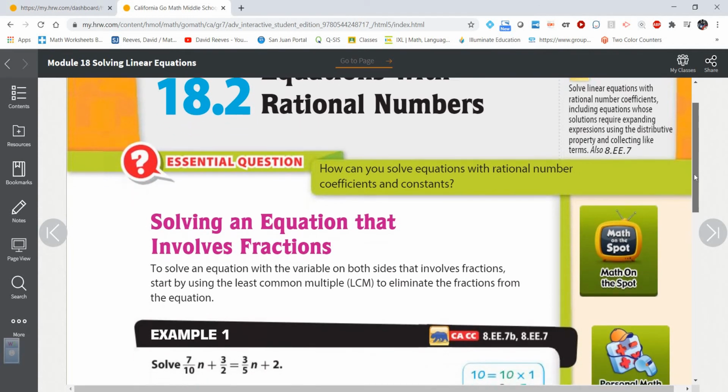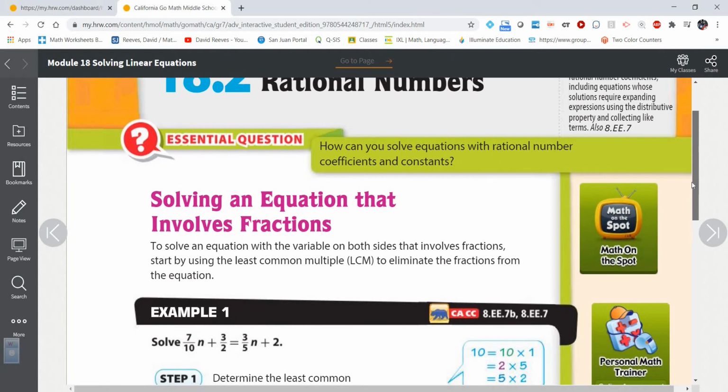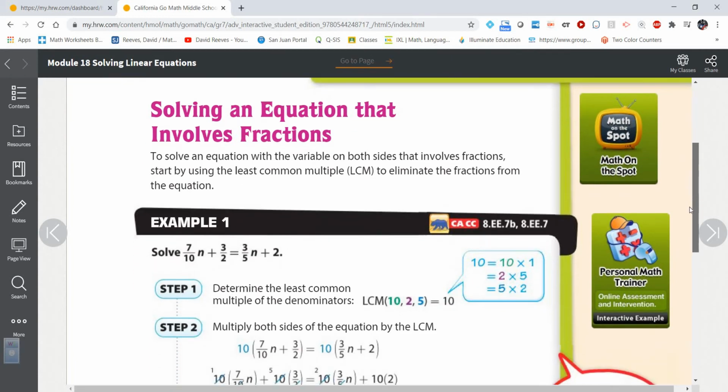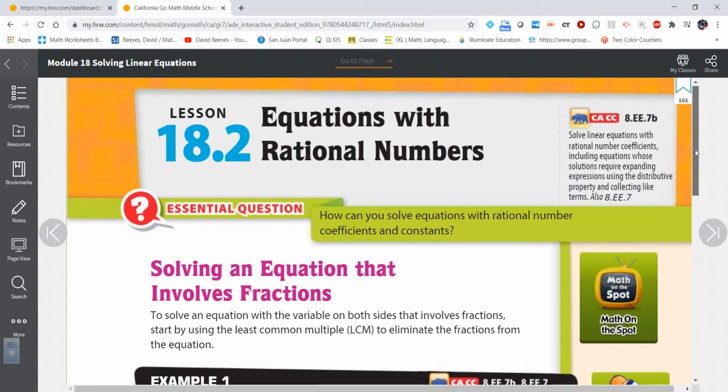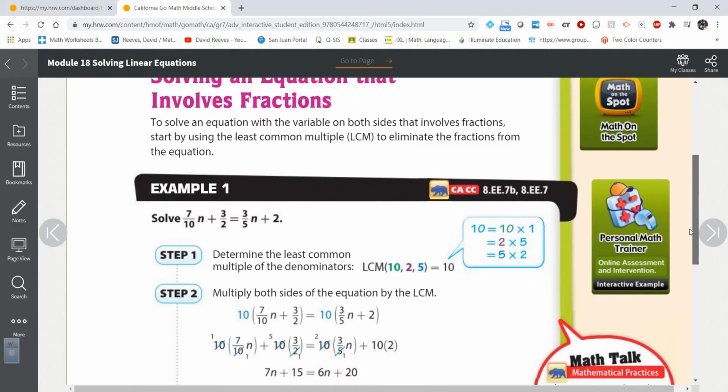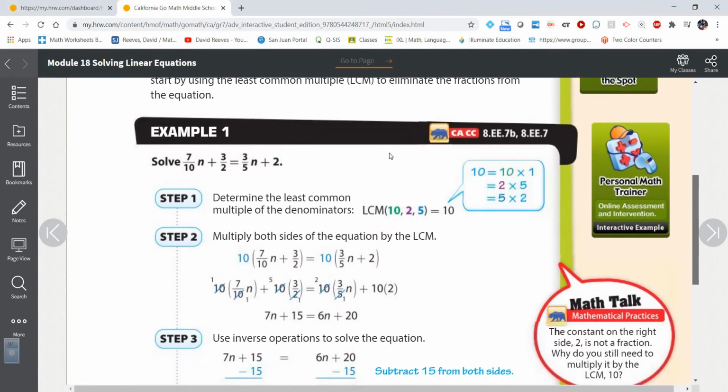Let's go ahead and start with looking at an equation that involves fractions. So if you look here at example 1, which is on page 565 in the textbook, here we go. We have 7/10 n plus 3/2 equals 3/5 n plus 2. So you can see we have an equation with variables on both sides.